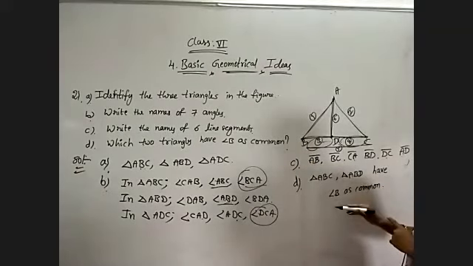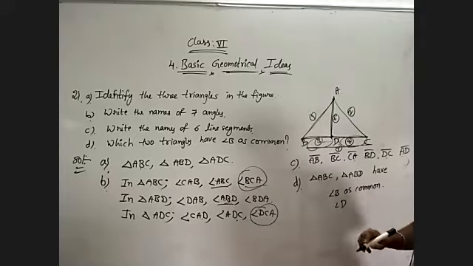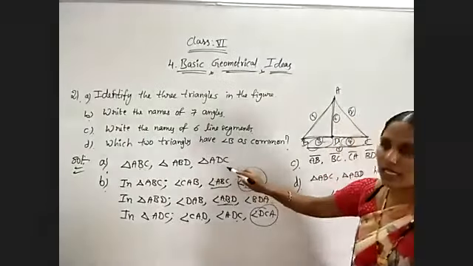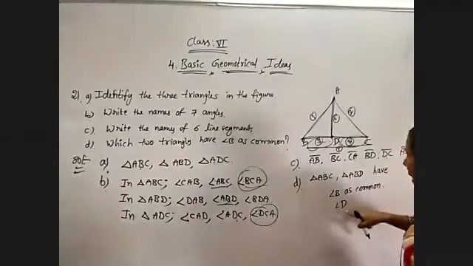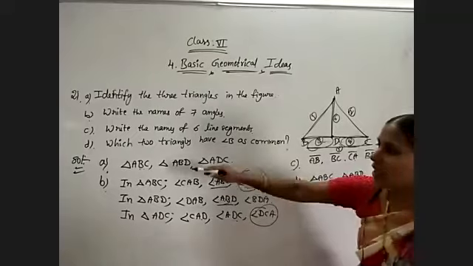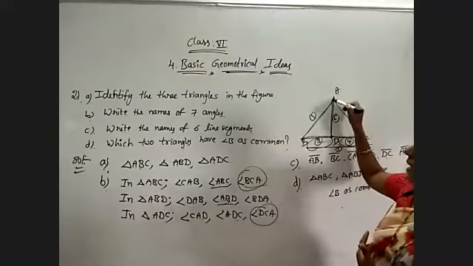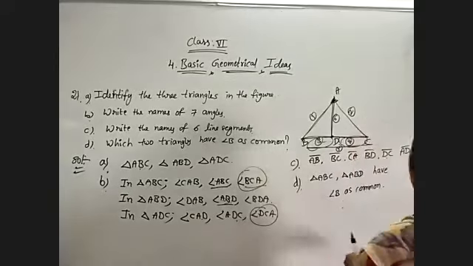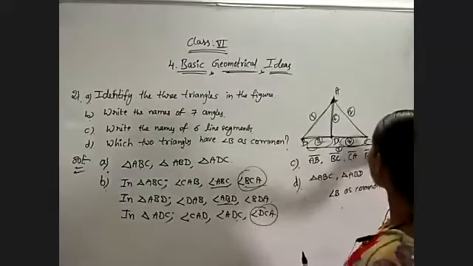Suppose they are asking for which triangles angle D is common. In that case, observe, ABD and ADC. These two triangles have angle D as common. Okay, and angle A is common for three of the triangles. Three triangles have angle A. Now coming to the next question.